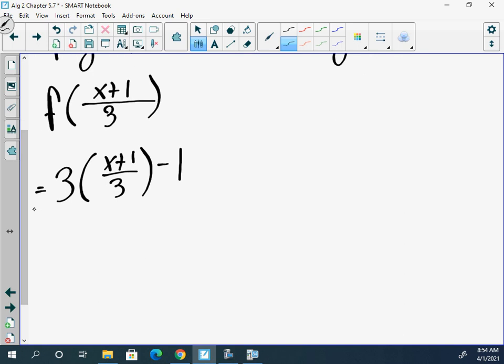Now, there is something nice. Well, they would cancel out because really we would multiply the numerator, which would give us 3 over 3, and they cancel, leaving us with x plus 1 minus 1, which is equal to x. Okay.